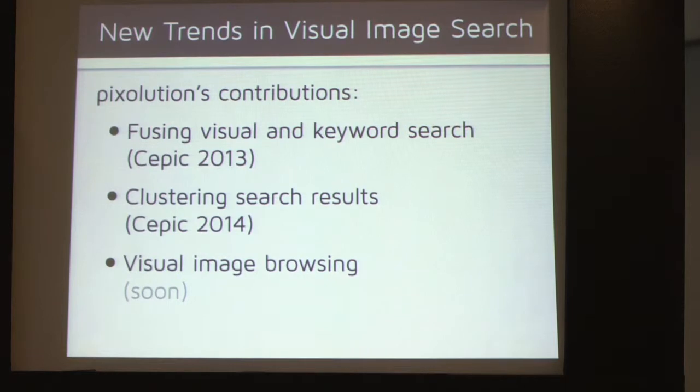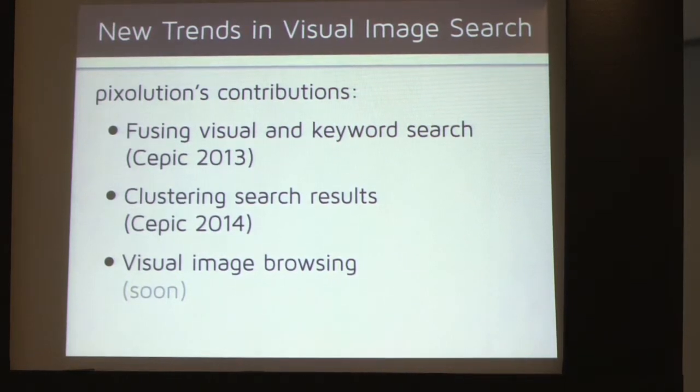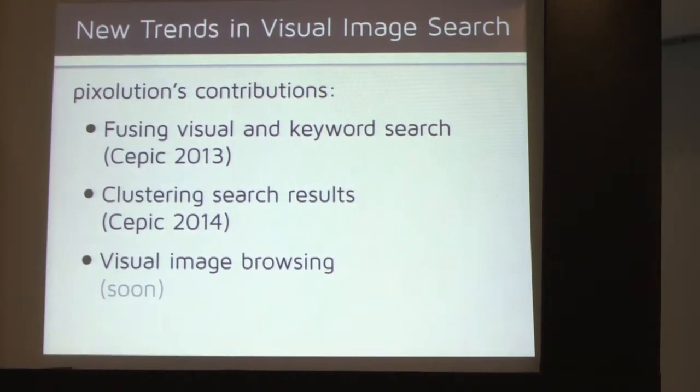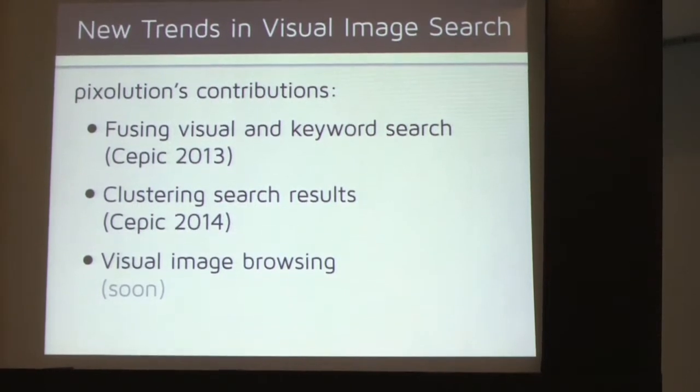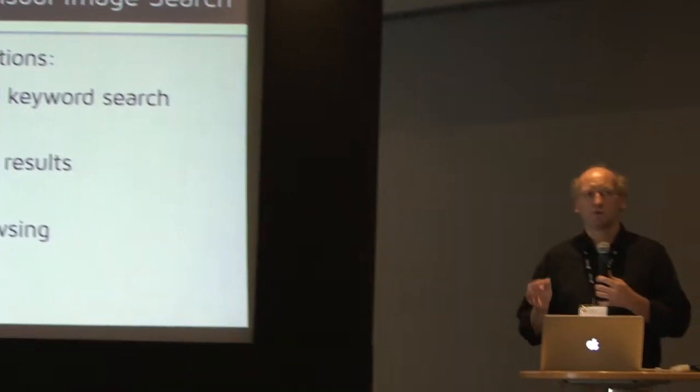What is new this year is we are actually proposing an idea where search results can automatically be clustered, because very often you are not too sure what to type in, and then what you get is a large set of different images, and we try to organize this automatically for you. And then I also show a little new idea how we can visually browse images.